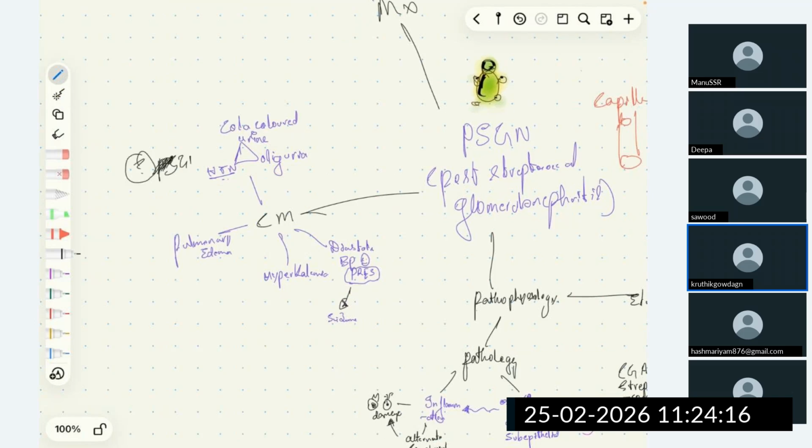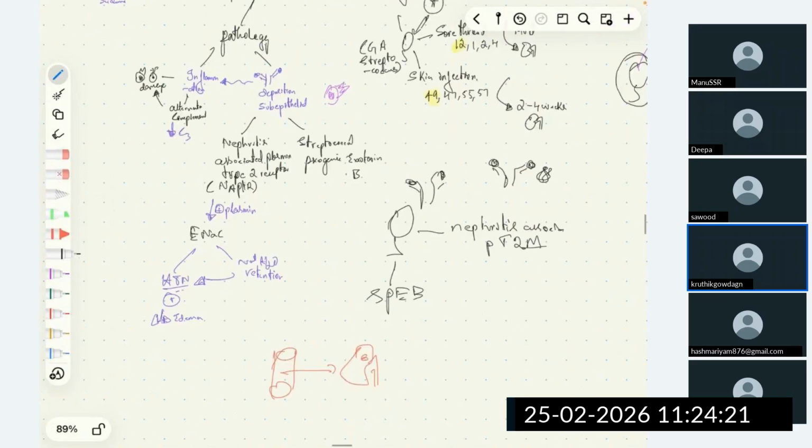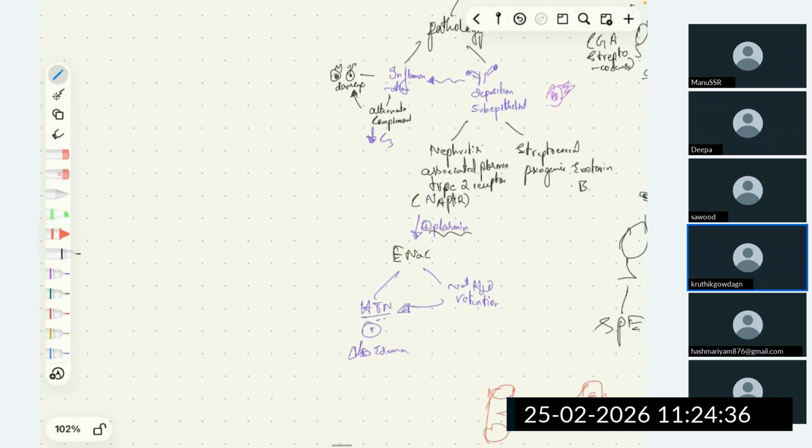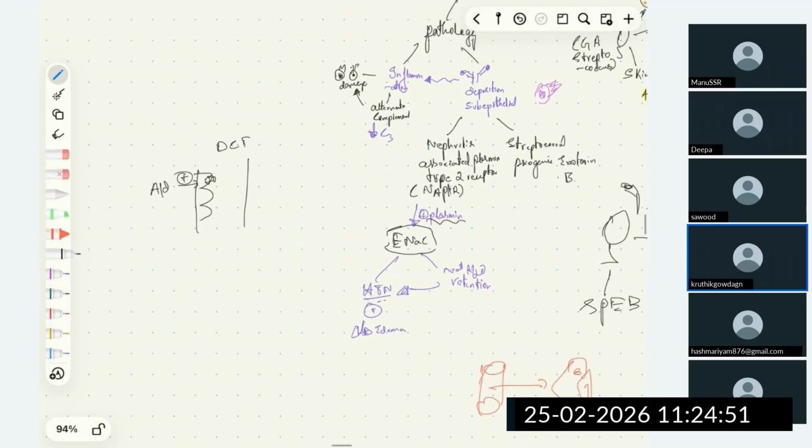Let me explain. The nephritis associated plasmin type 2 receptor, the antigen which I told you, will go and bind to this, and along with plasmin will go and activate ENaC channels. What are these ENaC channels? ENaC channels are channels present on the DCT, which are stimulated by aldosterone, causing sodium and water reabsorption.